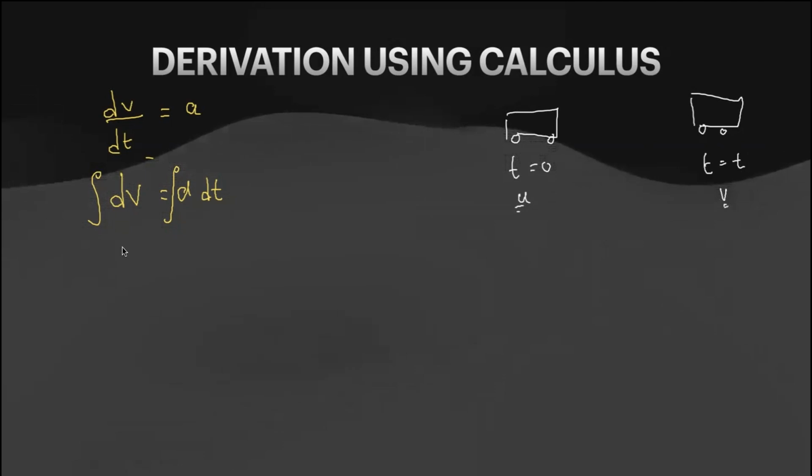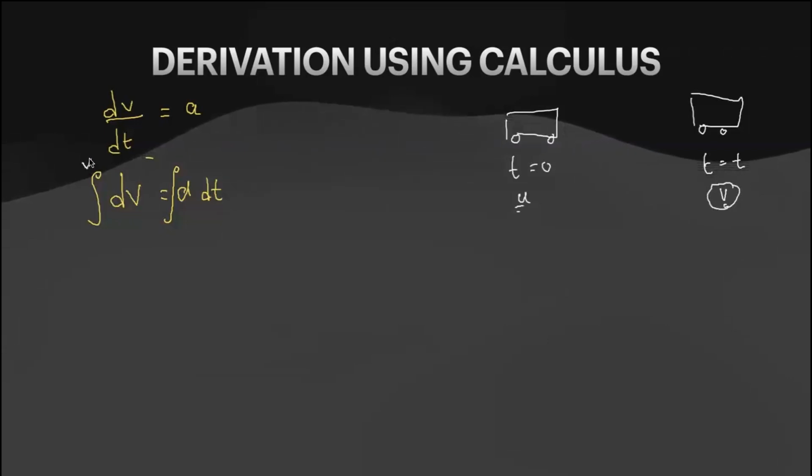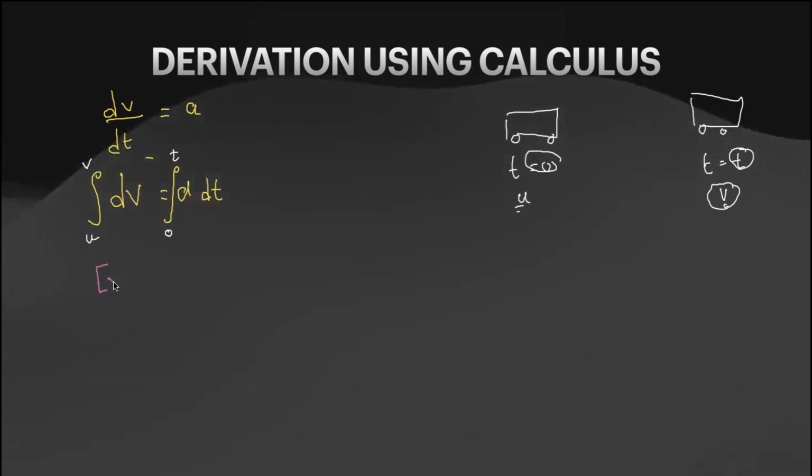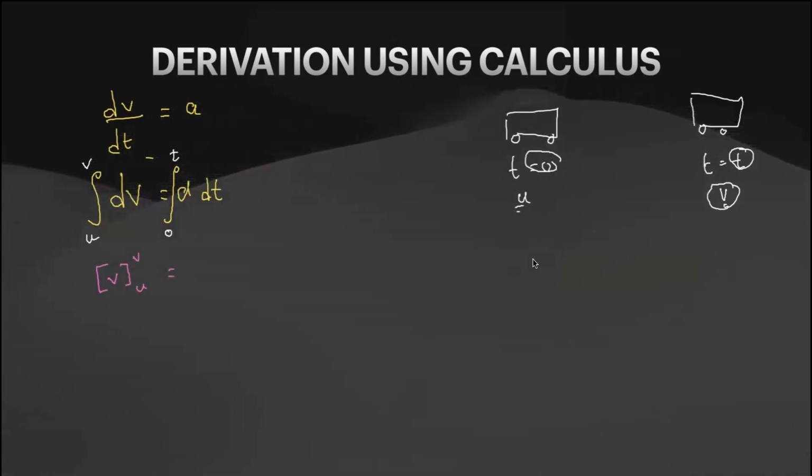So what are the limits of velocity? The final one is v, and initially u. And time goes from t equal to 0 till t equal to t. So the time limits will be 0 to t. Okay, is this clear? Next, integral dv, v from u to v. Since acceleration is independent of time, we can take acceleration outside and integrate dt.